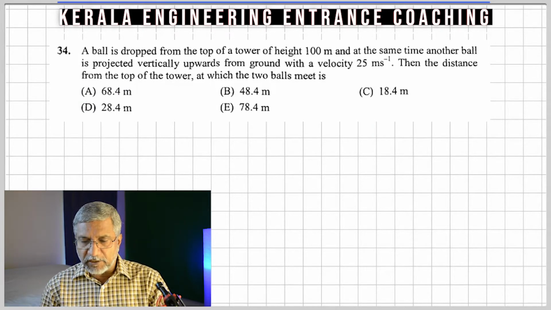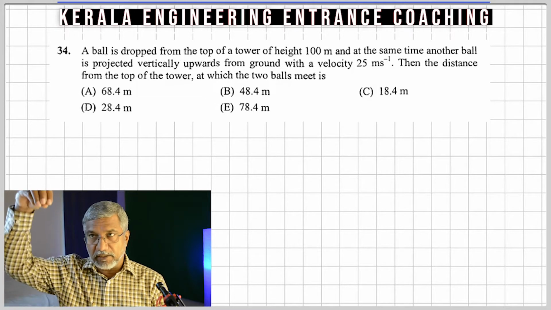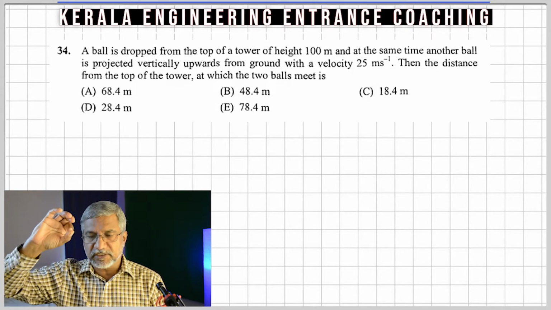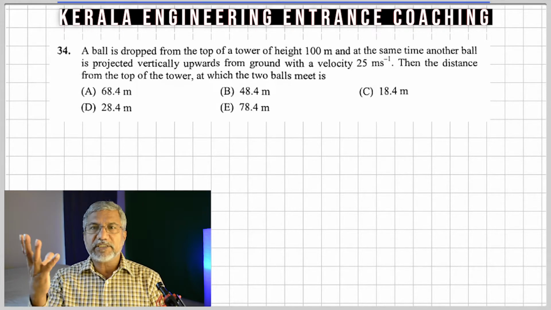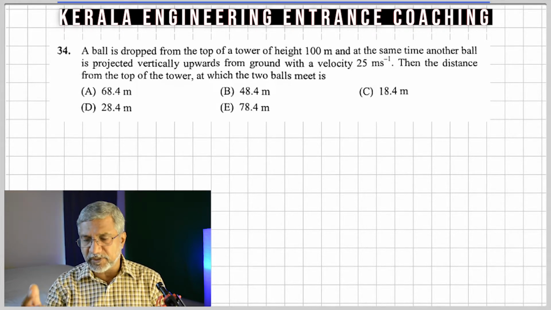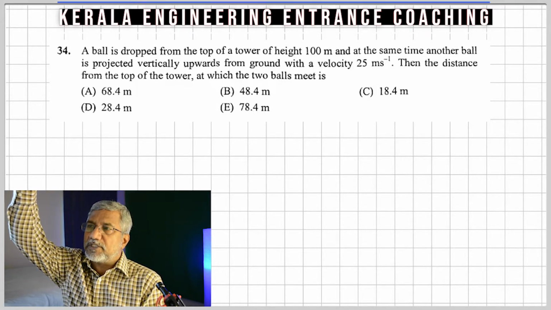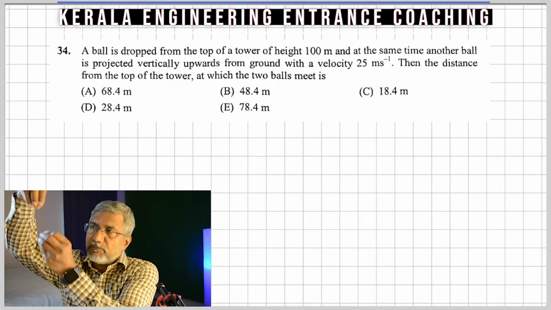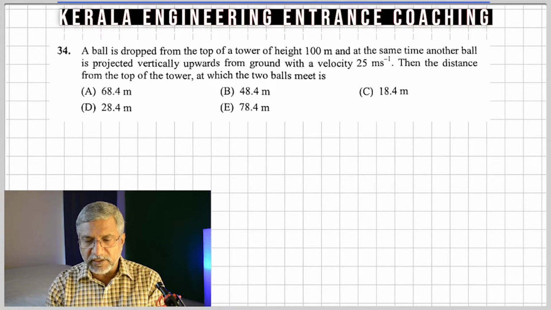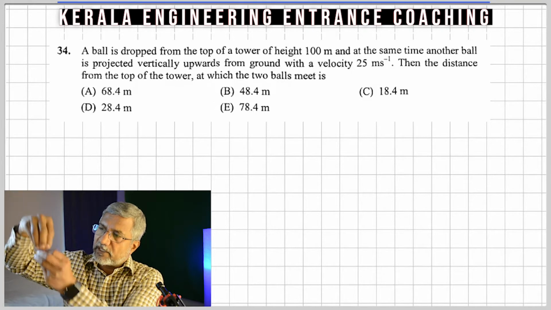34. This is from kinematics. A ball is dropped from the top of a tower of height 100 meters. Okay, a ball is dropped. Initial velocity is 0. And at the same time, another ball is projected vertically upwards from the ground with a velocity 25 meters per second. So one ball is dropped, the other ball is thrown vertically upwards at 25. So they are going to meet somewhere. Then the distance from the top of the tower at which the two balls meet. So where are they going to meet?